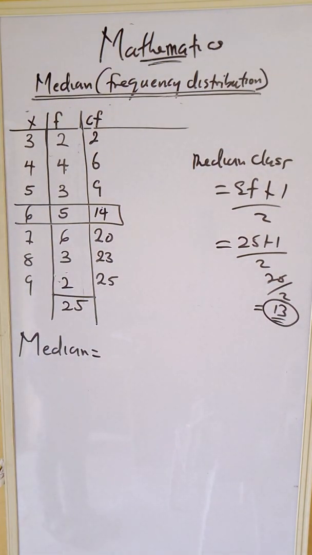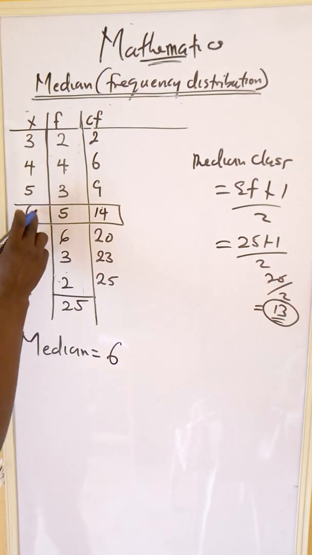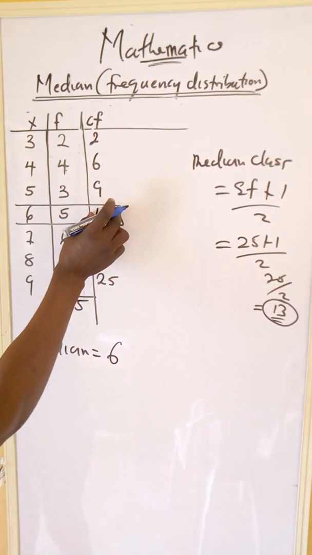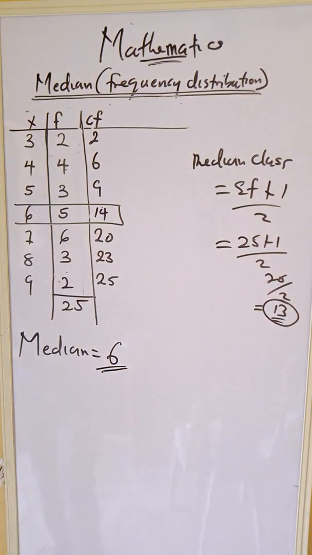And from here, our median is now 6. Our median is what? 6. 6 falls within the cumulative frequency of 14. Our median is 6. So this is how we calculate the median from ungrouped data.